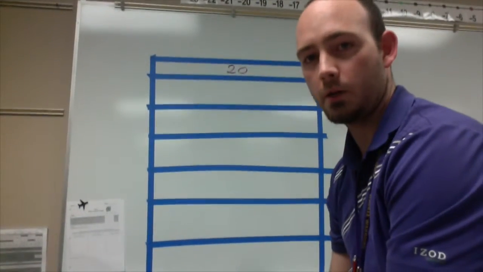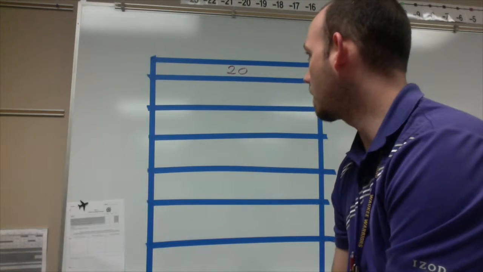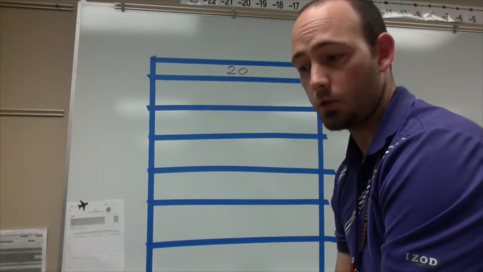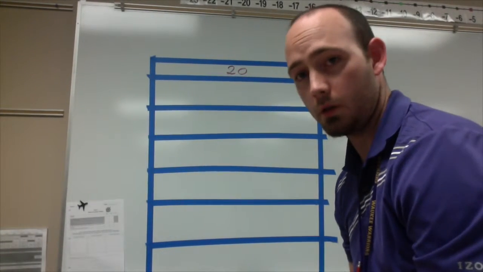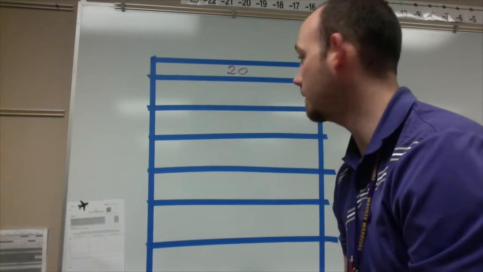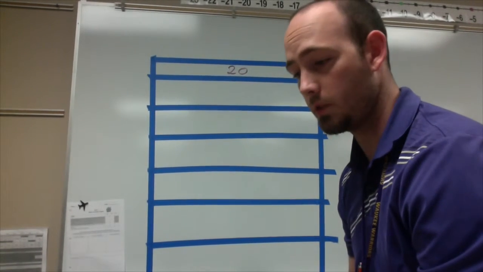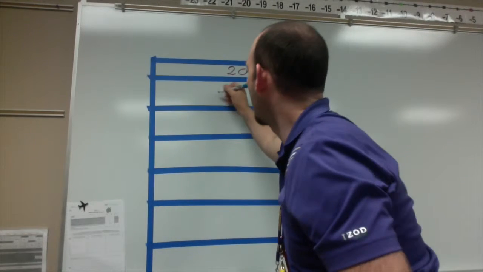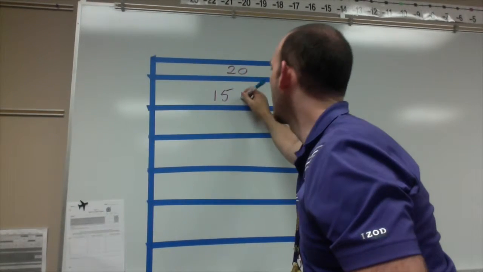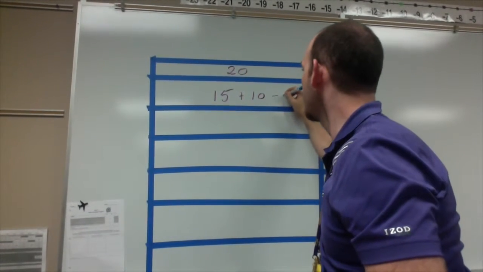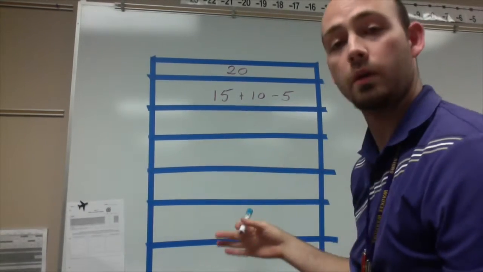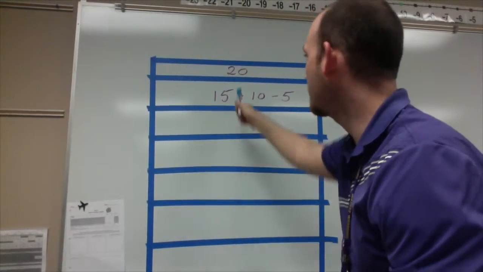Alright, hopefully by now you've had a chance to complete your name collection box for the number 20. There are an infinite amount of correct answers, so even if you don't have exactly what I have, as long as your answer is equal to 20, you're going to be okay. Here's some of them that I came up with. We have 15 plus 10 minus 5. 15 plus 10 is 25. Got to take 5 back down to get to 20.